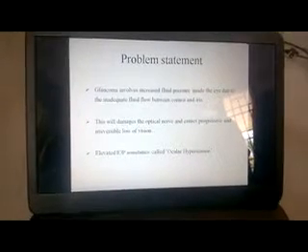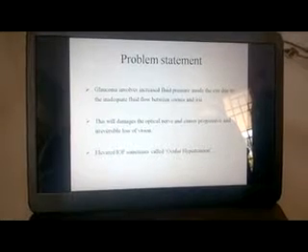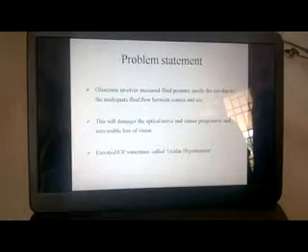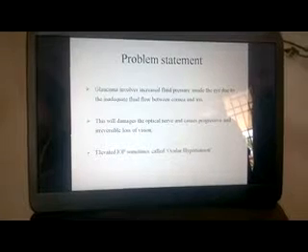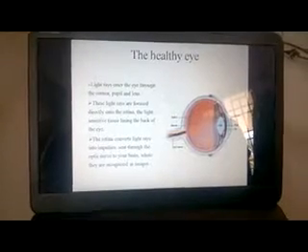Problem. Glaucoma involves increased fluid pressure inside the eye due to inadequate fluid flow between the cornea and iris. This will damage the optic nerve and cause progressive and irreversible loss of vision. Healthy eye.